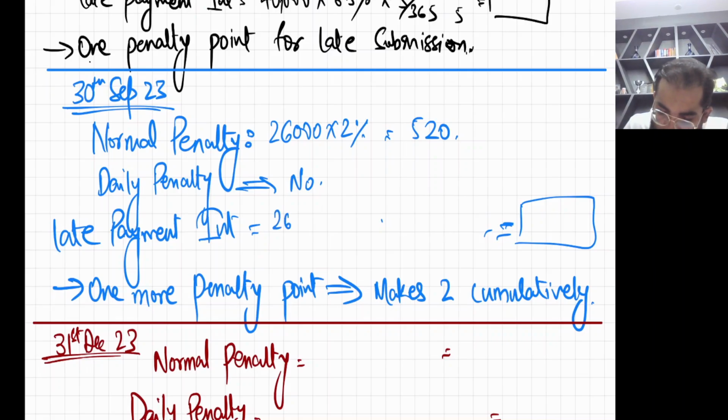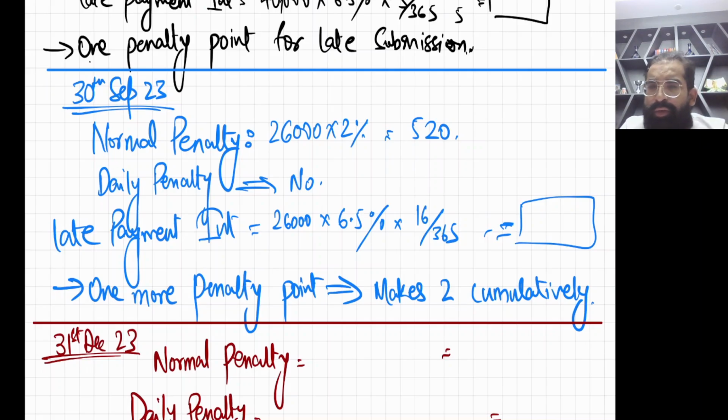So you use 26,000 owed to the government, the late payment rate is 6.5%, multiplied by 16 days over 365 days. You can calculate it yourself, please calculate it yourself and write it down. Now, the next point is 30th September 23. Again you submitted your VAT return late in this quarter, so the second penalty point makes two cumulatively.